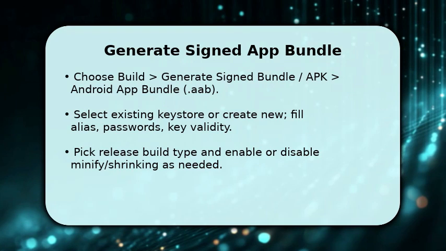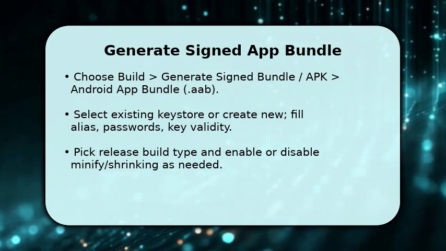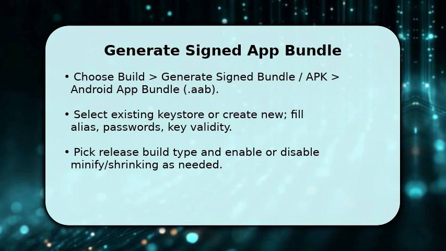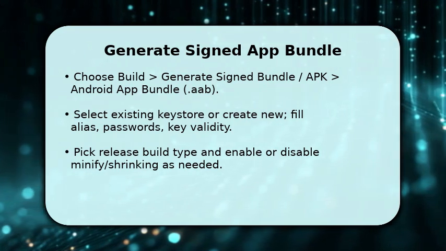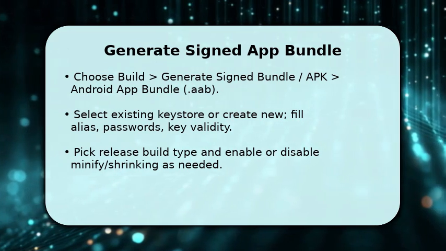Next, open build, then generate signed bundle or APK and pick Android app bundle so Google Play can optimize device installs. When prompted, select your key store or create one, enter the alias and passwords, and set key validity. This signs the output and proves ownership.